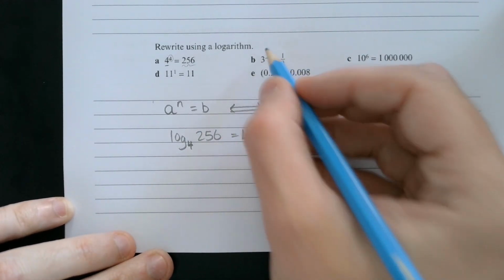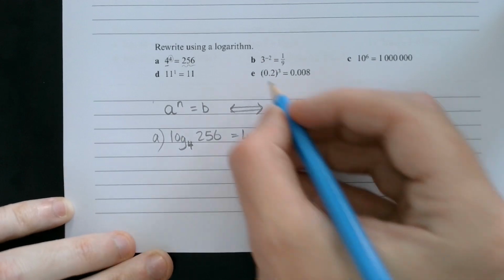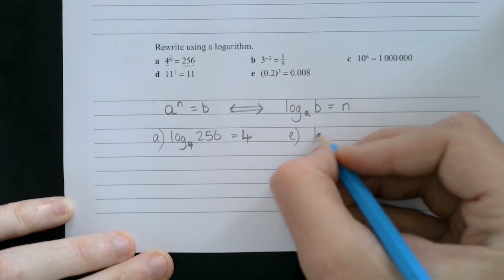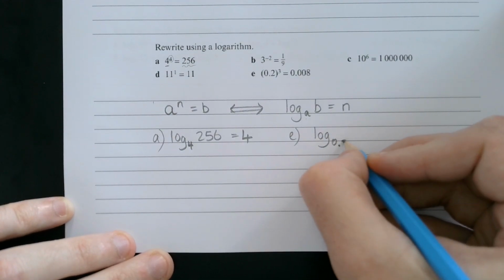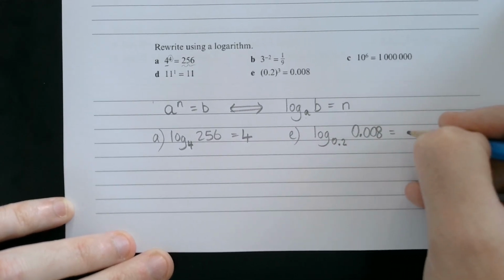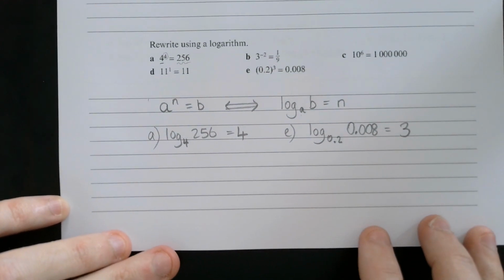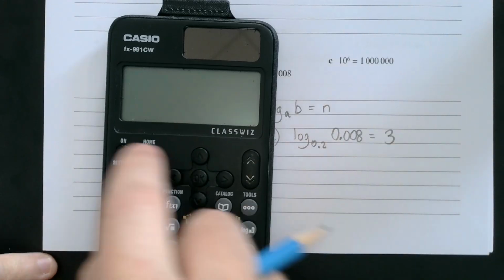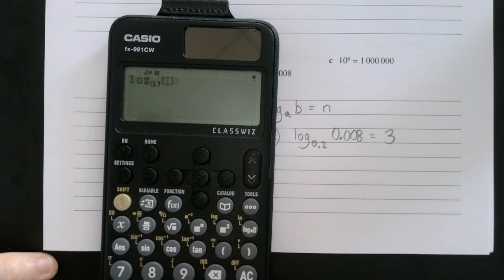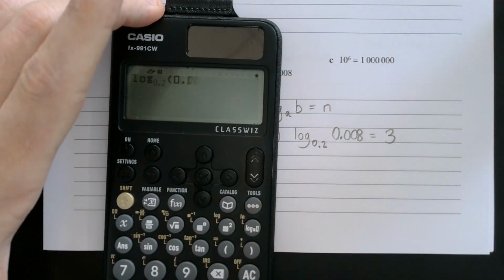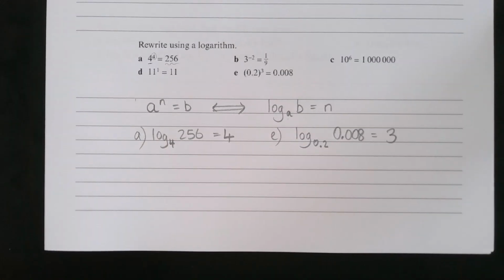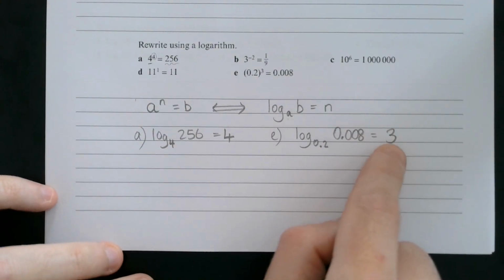It's not a very good question because it's got 2 4s in it. So let's just do one more. Let's do 0.2 is going to be my base, so log base 0.2 of 0.008 equals 3. Okay, you can always check those at this stage, so as long as that comes out to be the same number that you've got here, then you're okay.